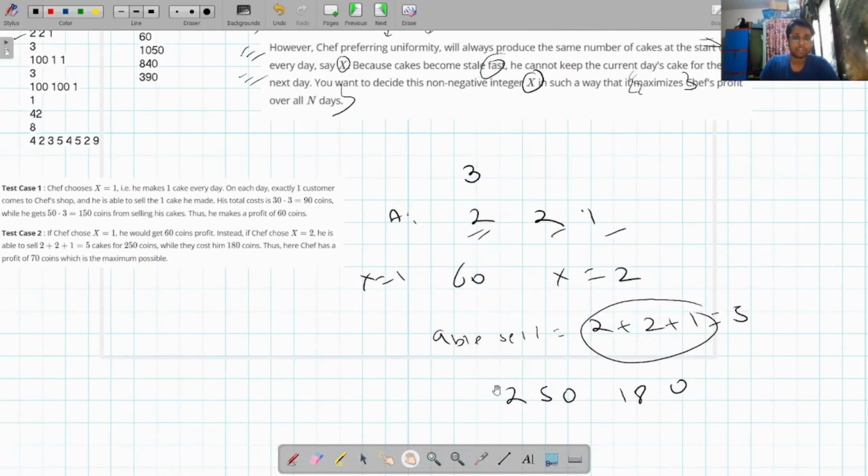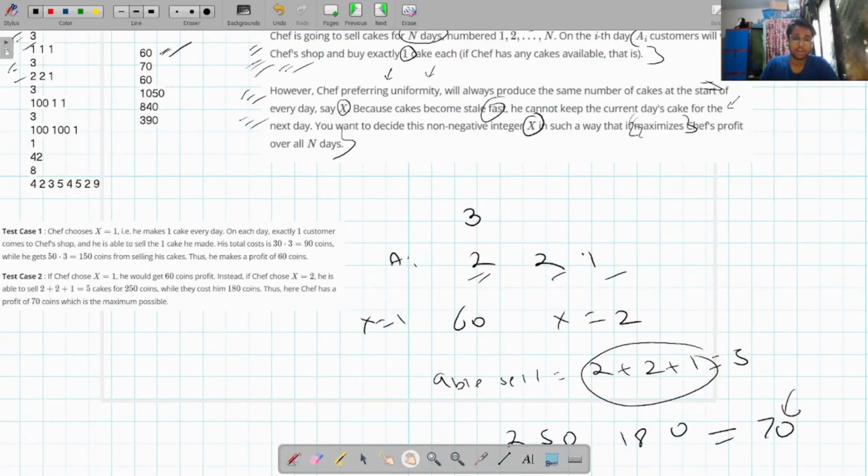So here chef has a profit of how much? The chef has a profit of 70 coins, right? 250 minus 180 would be 70. So this could be the maximum. As you can see over here, the output is simply 70. So simple brute forcing, guys, we will try for each and every x till 100, right? It could be very small, okay?